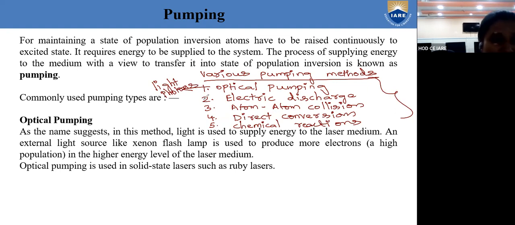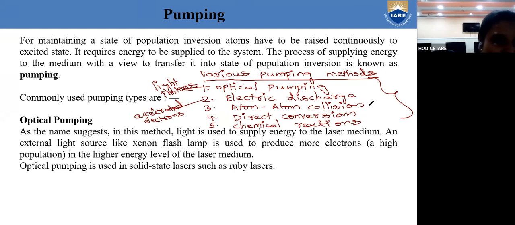What is electric discharge? Where you are supplying your energy in the form of electrons. So here you are going to give discharge, where you are going to supply accelerated electrons. You know anode and cathode, right? So this is also called the electrode method. Using this method, first we get accelerated electrons. These electrons collide with atoms in the ground state. They give their energy to atoms in the ground state and make them go up.